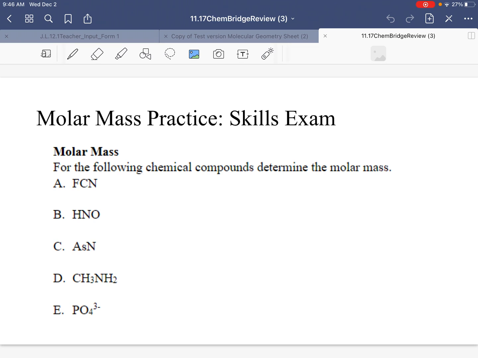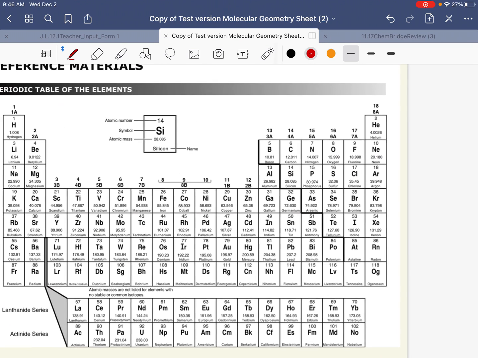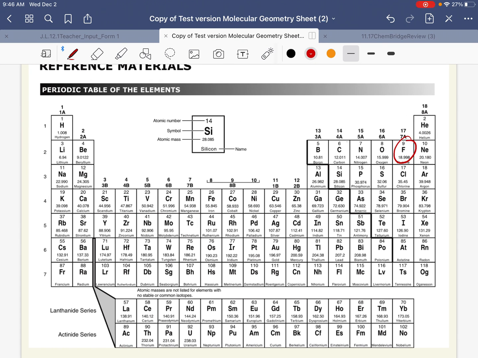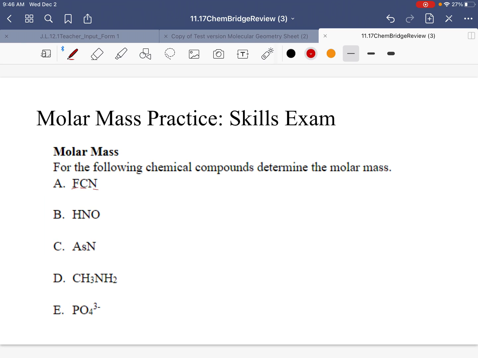First, they start off with molar mass. Super easy, guys. I don't think you have an issue with this. So for this one, we have fluorine, carbon, and nitrogen. Basically you would just go to the periodic table, go to fluorine, carbon, and nitrogen. Your mass is here on the bottom. So you would just add that up and that would be it, guys.